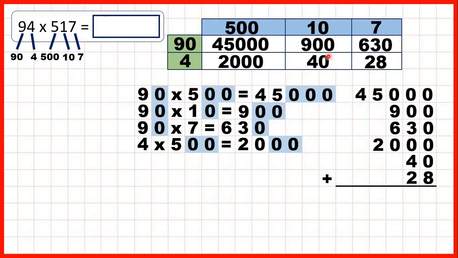So now we just need to add up the numbers that are on our grid, and to do that we can use column addition. When we do that, we get our answer 48,598.